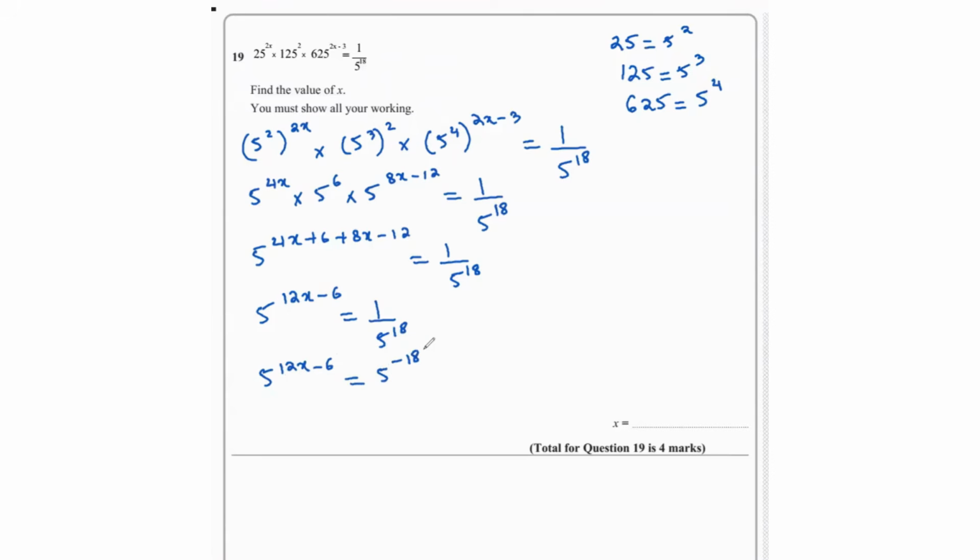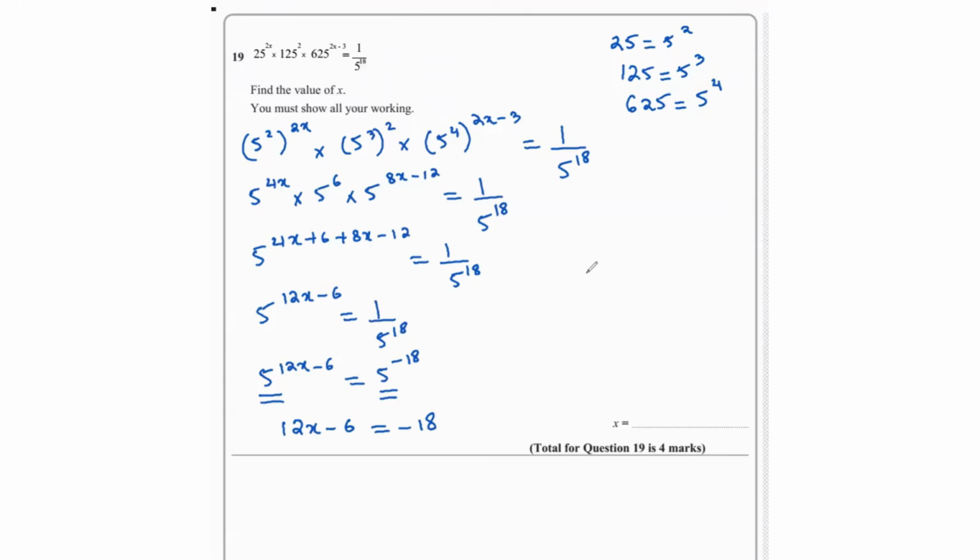When you change the place of a base, when you move it from the numerator to the denominator or vice versa, the sign of the power changes. So positive 18 now is negative 18 since we brought the 5 in the numerator. Whenever we have similar bases existing alone on both sides of the equal to sign, we can put the powers equal to each other. So 12x minus 6 equals to negative 18.